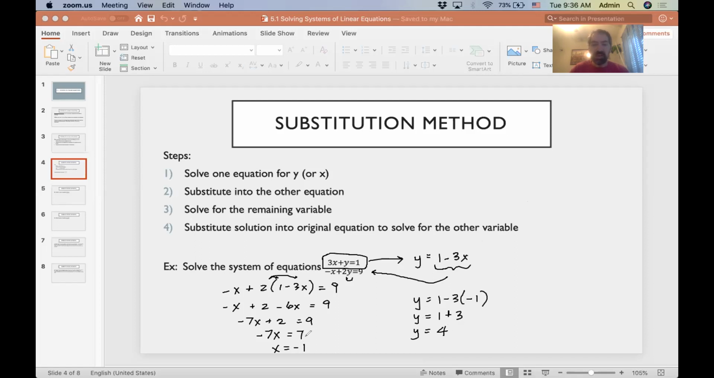And so I found my x, and I found the y. The solution to the system of equations is negative 1 comma 4. This is the point of intersection for that system of equations.